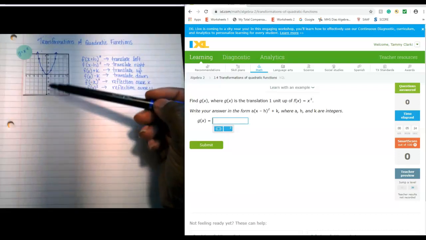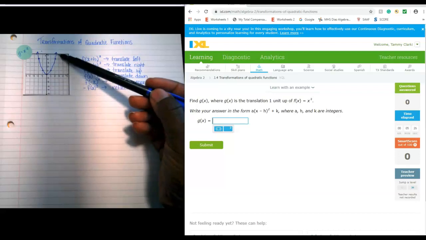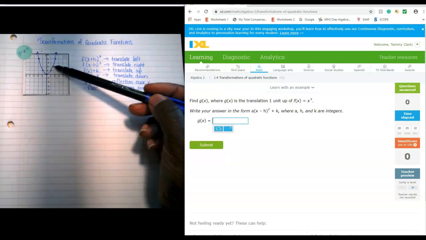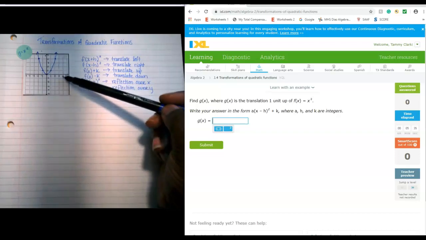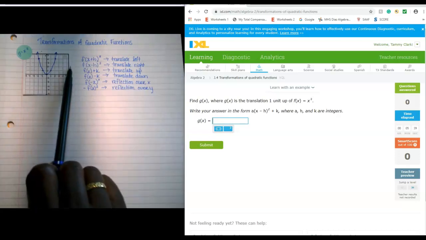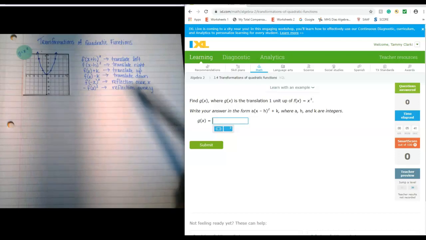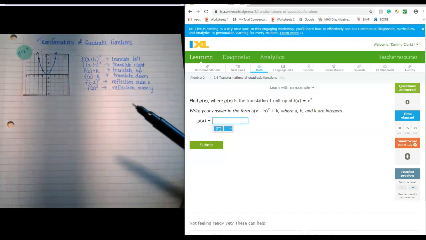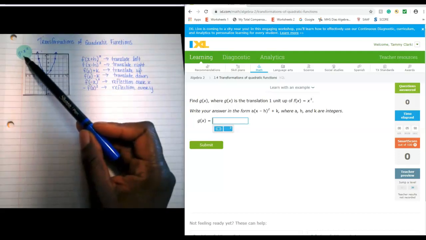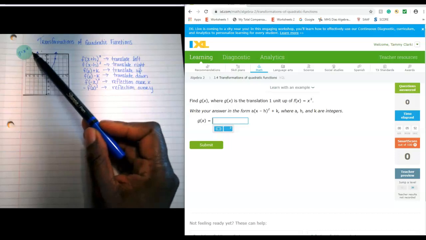have a reflection. In other words, if I were to turn this over and make it face down, that would be a reflection of this quadratic, and it would be reflected over the x-axis. And sometimes we have a reflection over the y-axis. So those are the transformations that we're going to look at in this particular unit. And what I've done here is I've drawn the parent function y equals x squared.